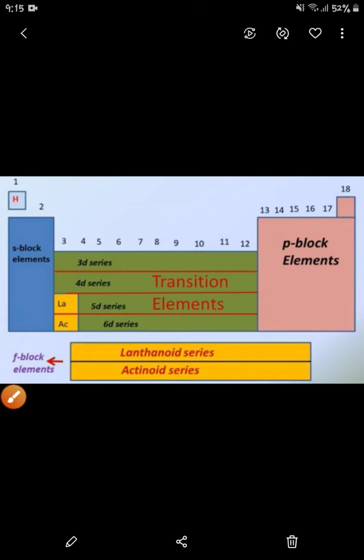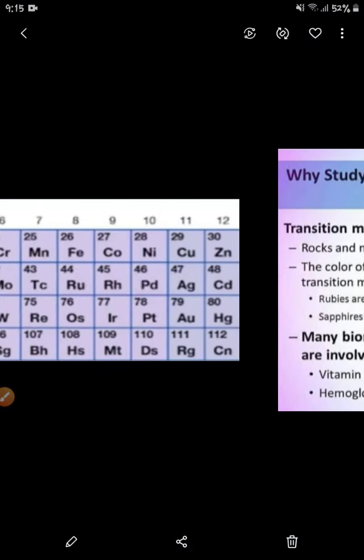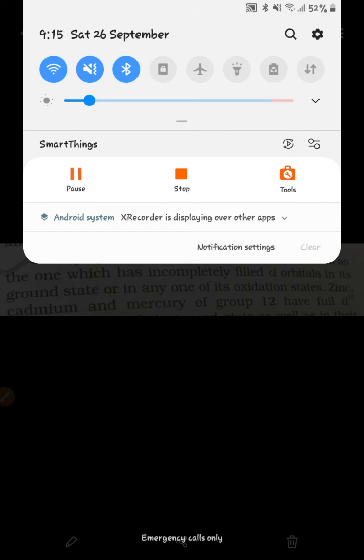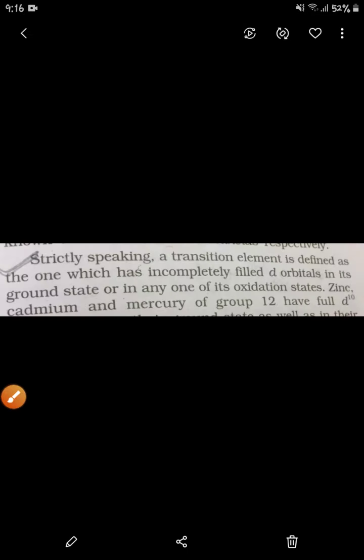Okay. Now if we move on to another definition of transition elements, according to your NCERT, it is written: strictly speaking, a transition element is defined as the one which has incompletely filled d orbitals in its ground state or in any one of its oxidation states, which means that those elements which have incompletely filled or vacant d orbitals are known as d block elements.